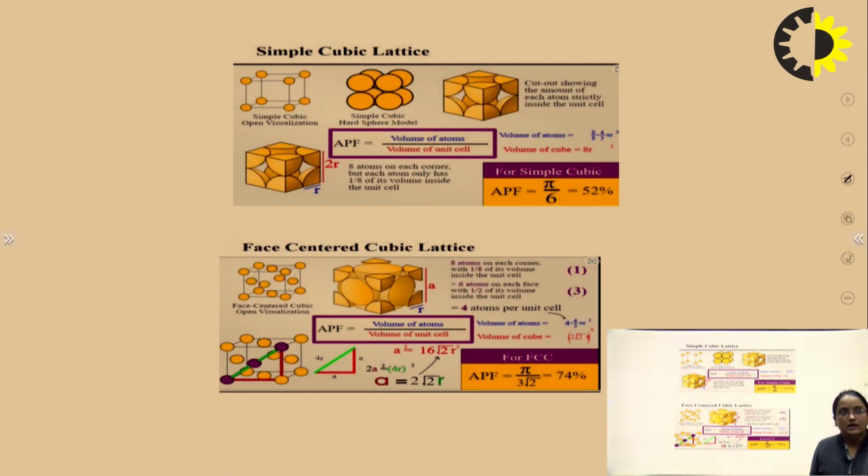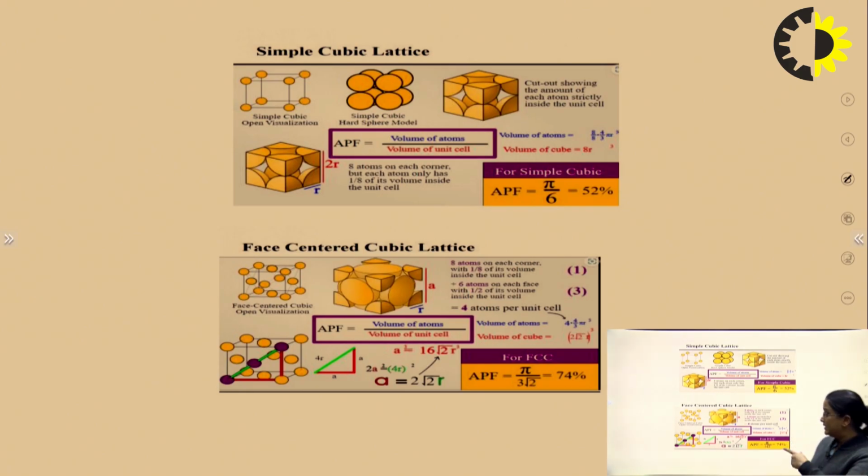These are the types of lattices, in which the first category is simple cubic. The second is the face centered, in which we have shown the basic structure and the calculation of the atomic packing factor. Similarly, for the face centered cubic lattice, we have shown the contribution of atoms. In simple cubic, the atoms are arranged at the 8 corners of the cube. Accordingly, the arrangement can be calculated and the atomic packing factor is calculated using that concept.